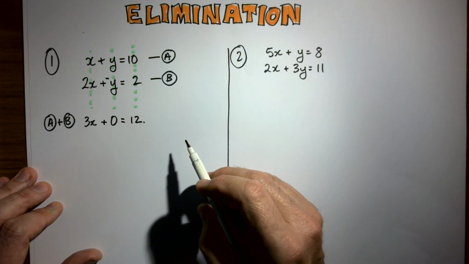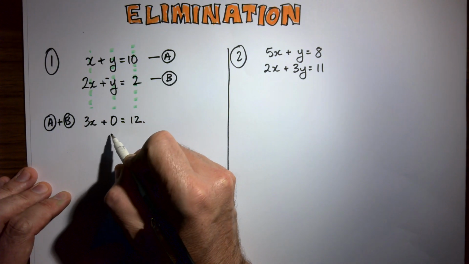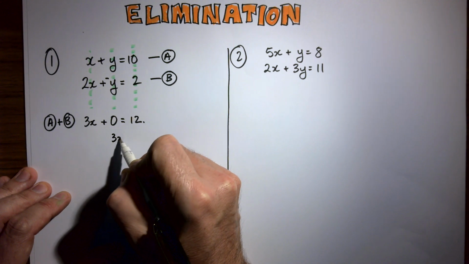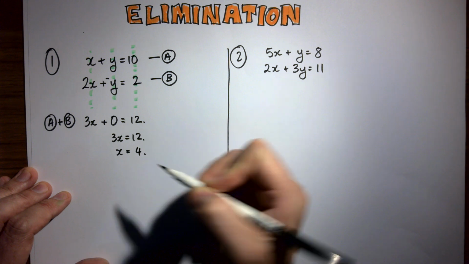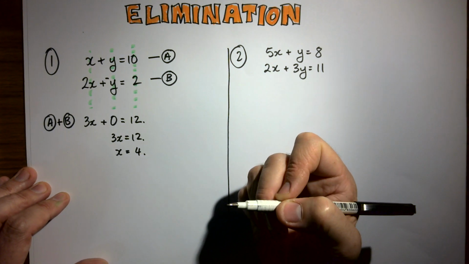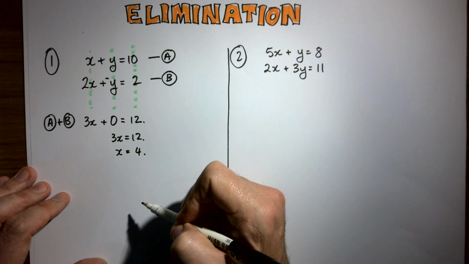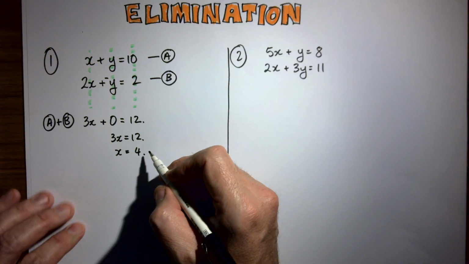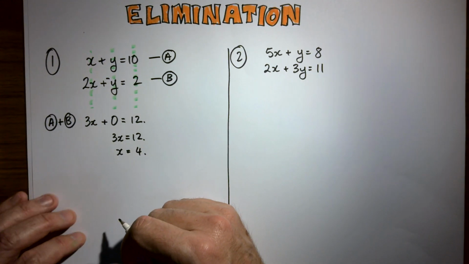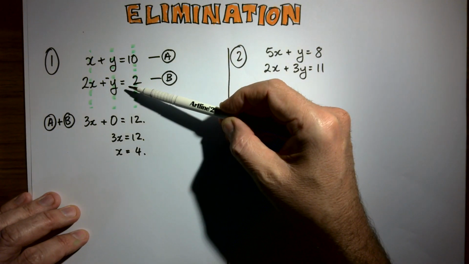So what do I multiply by 3 to get 12? Let's just clean it up a bit. That's 3x equals 12. So x equals 4. Now at that point you could probably substitute back in. That depends on what your teacher's after. I could substitute that straight back into B, for instance, or A.